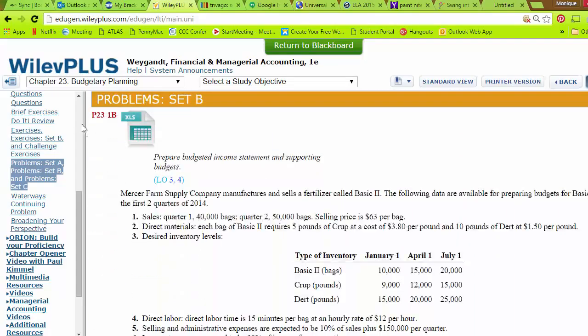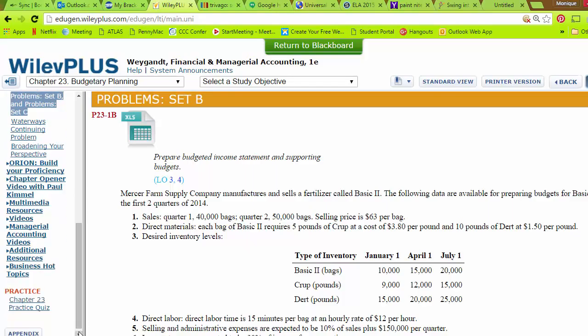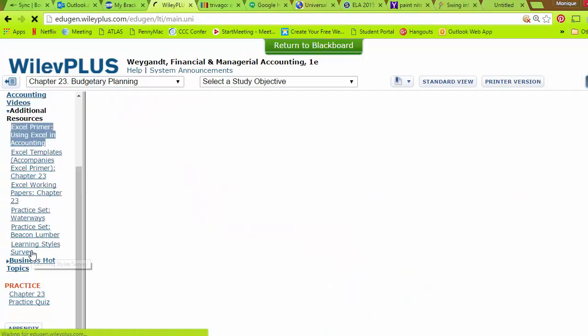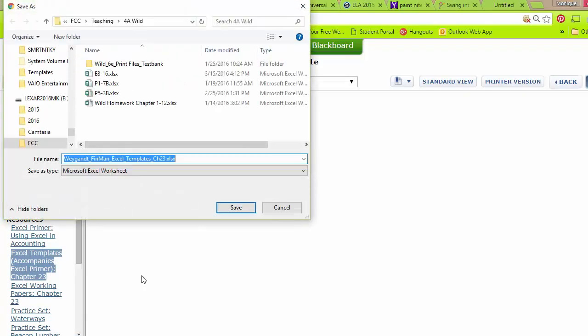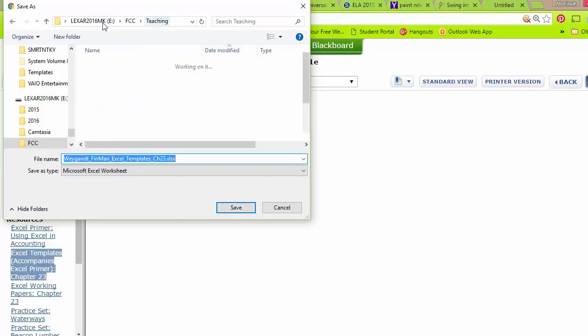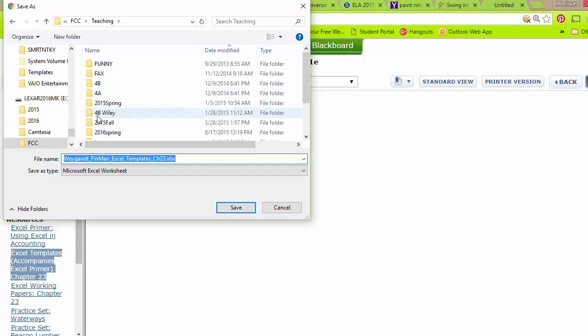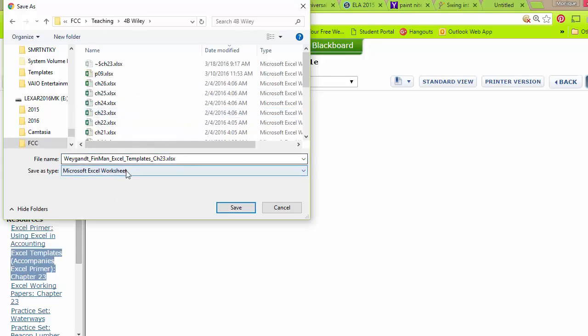So problem 23-1, you will see that there is an Excel icon, so that means there is an Excel spreadsheet. To get that, you would go to your additional resources. So click on the additional resources and look for the Excel templates. And it should link out the Excel spreadsheets for chapter 23.